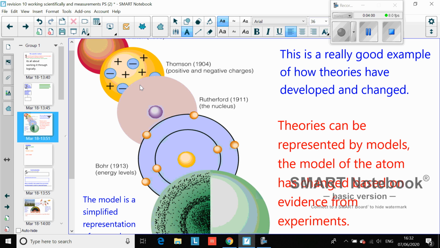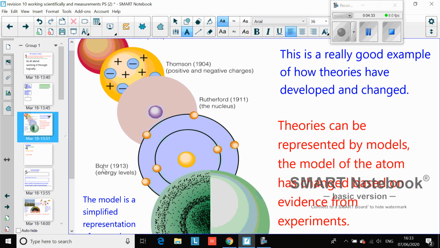Then our ideas changed again. A guy called Ernest Rutherford, just a few years later, said, actually, no, I think the atom looks more like this. There's a positively charged nucleus, and then there are electrons moving around it like that. And again, Rutherford did an experiment, and what he found from his experiment led him to this conclusion. Then, just a couple of years later, it changed again.